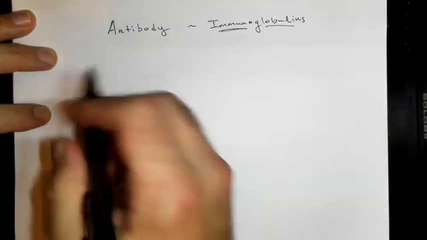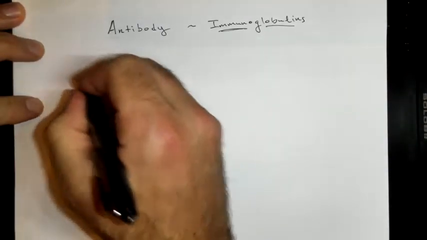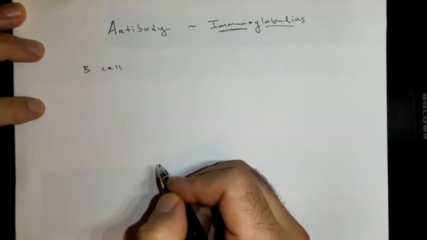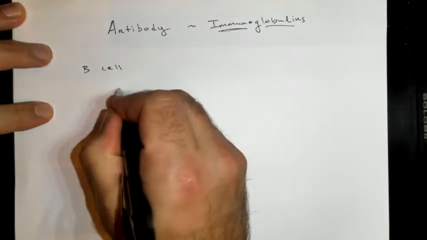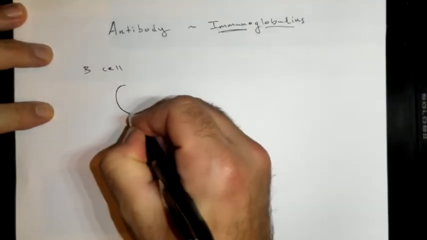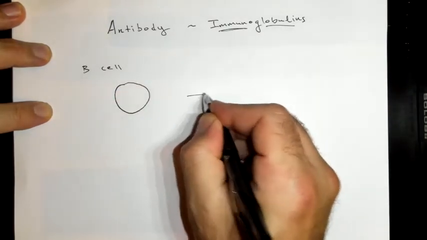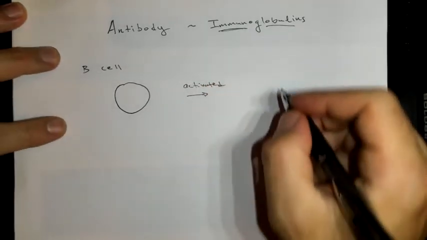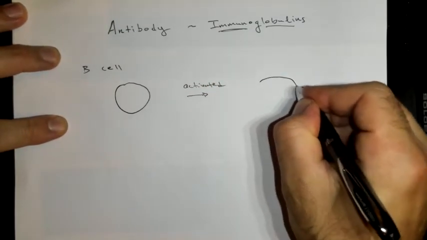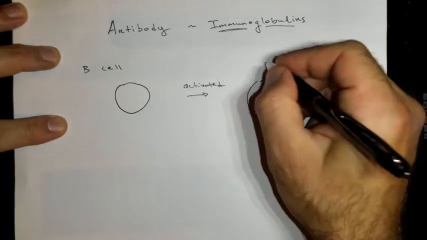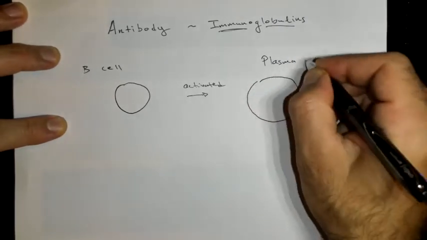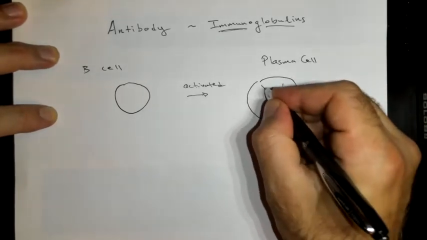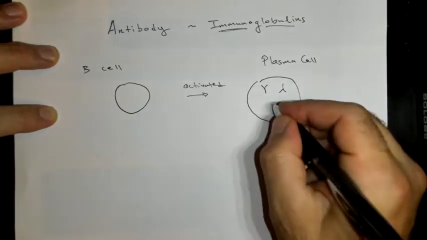And typically the cell that we think about with antibodies is the B cell. And the B cell, when it is activated by some sort of pathogen, it will activate and turn into a plasma cell. And these plasma cells are able to then make these Y-shaped antibodies.